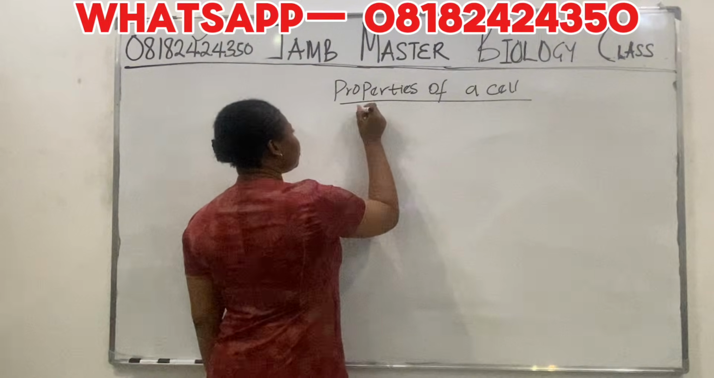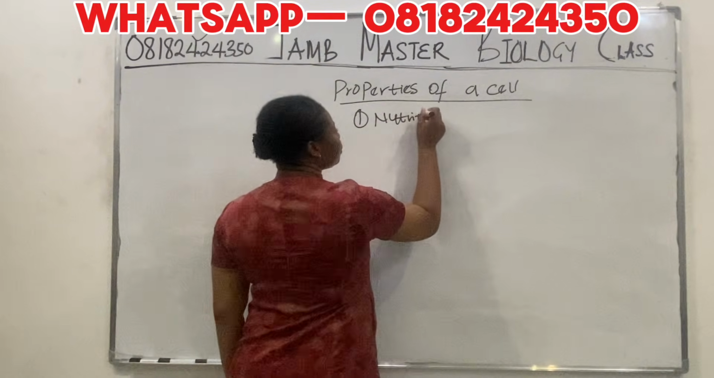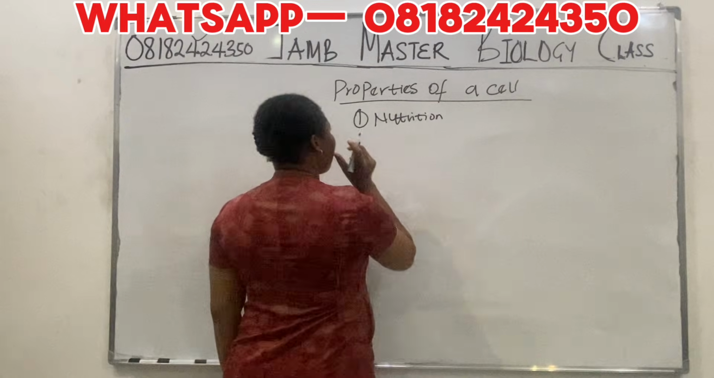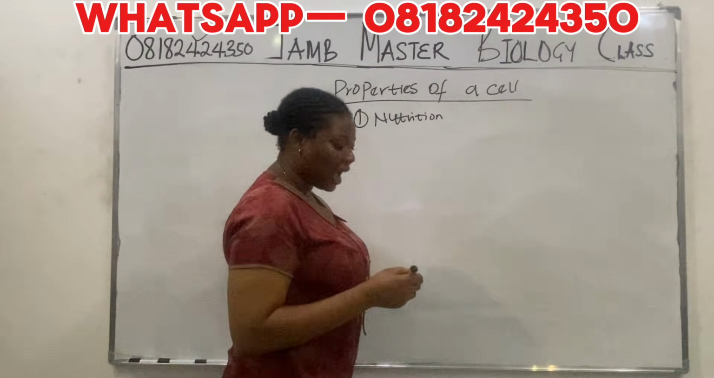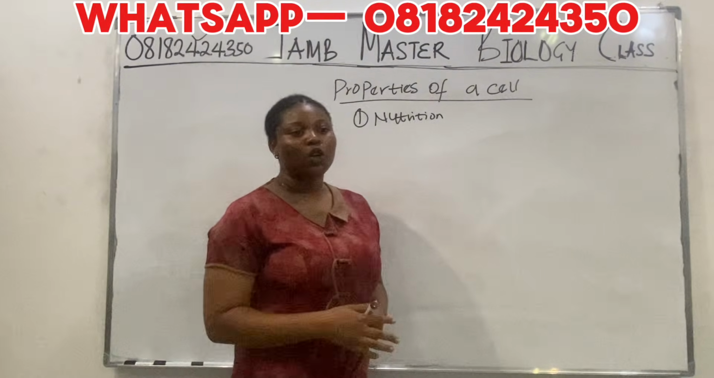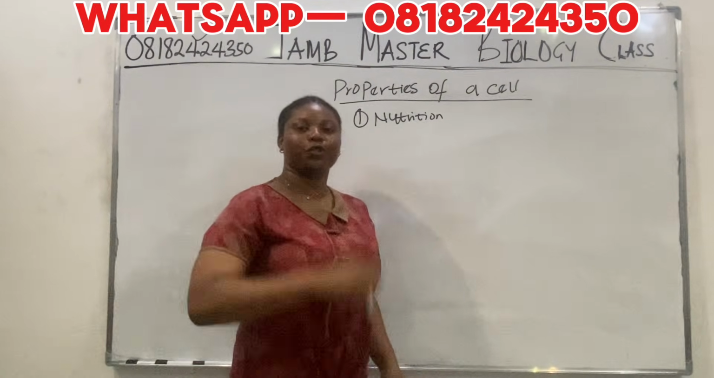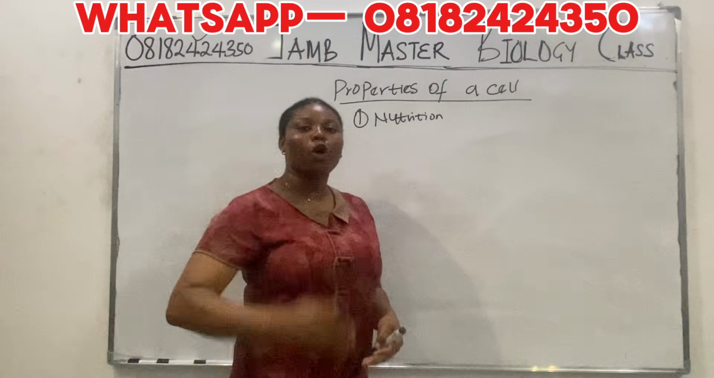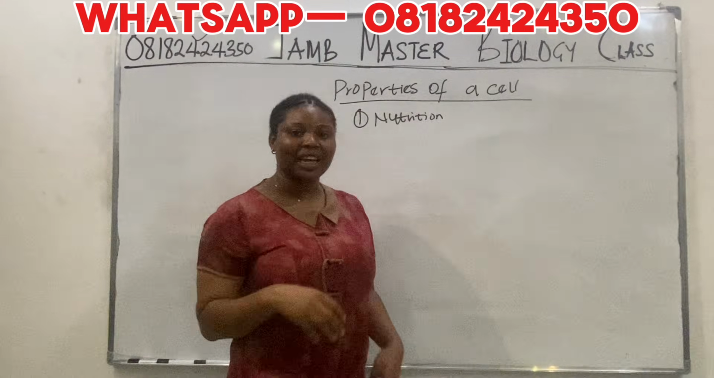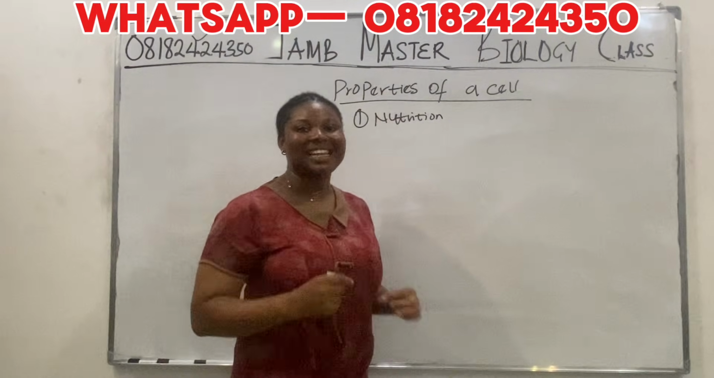Number one, we have nutrition. Yes. So nutrition has to do with feeding. For us to live, we have to feed. For your systems to work, for your body to be active, you have to feed, because this food is broken down and it produces the energy which your body works with. So every cell in your body needs energy.